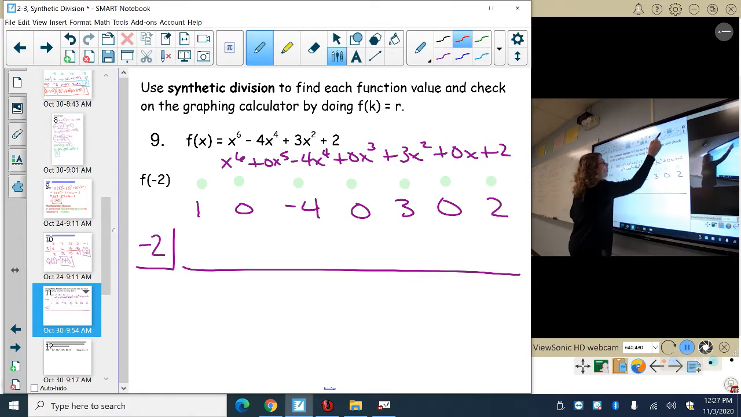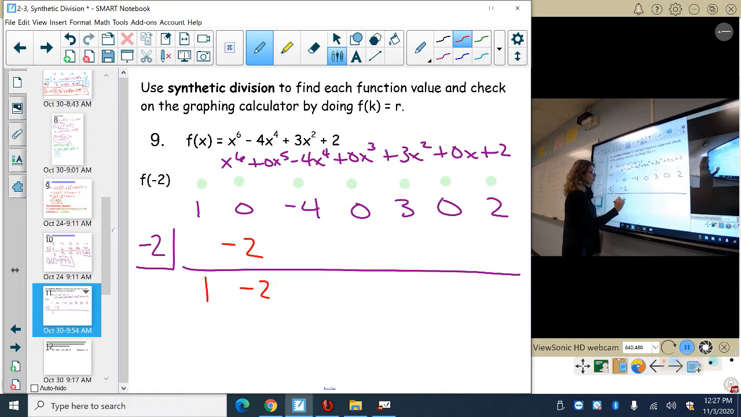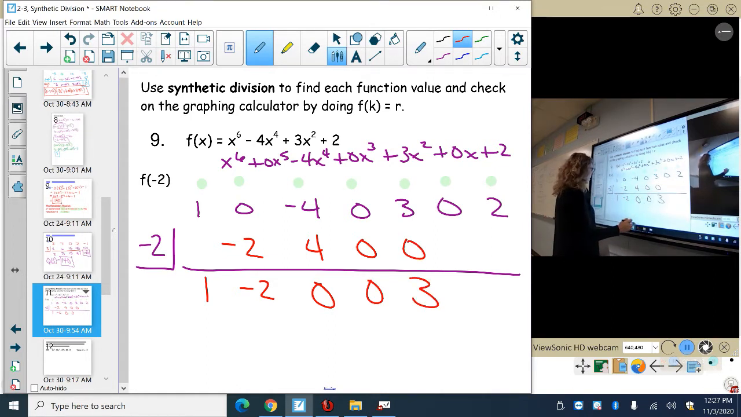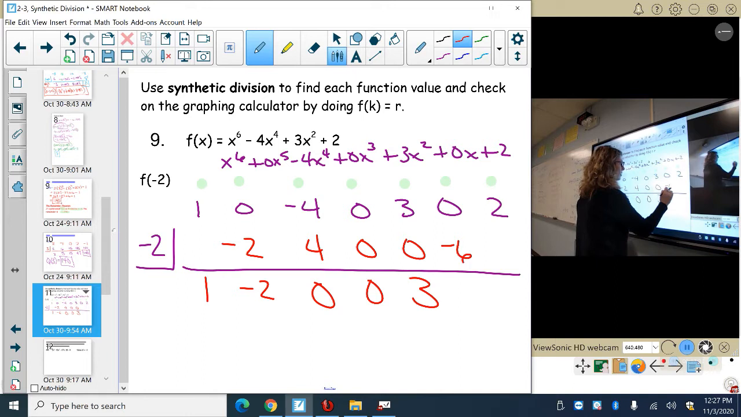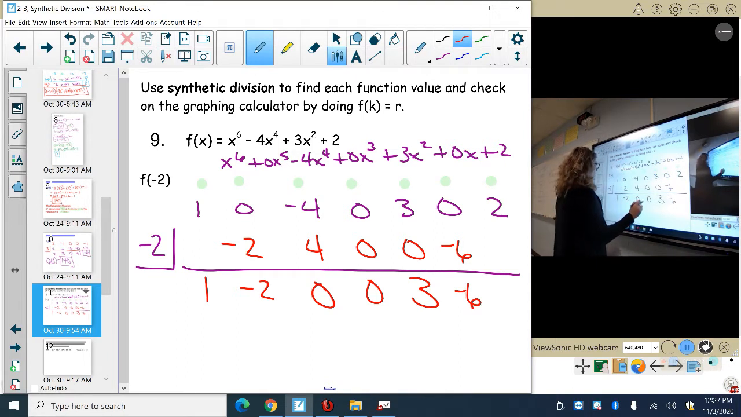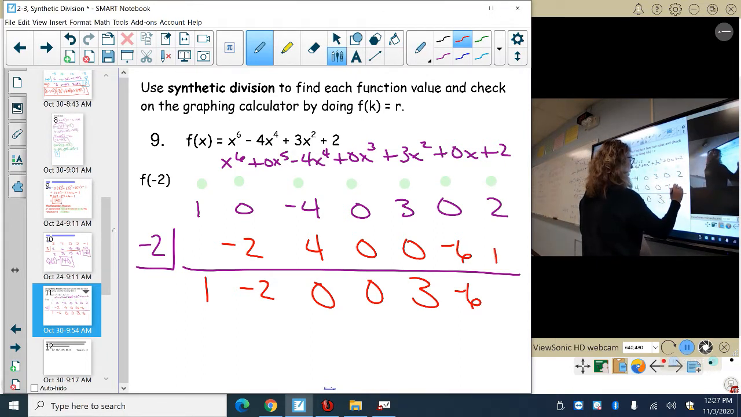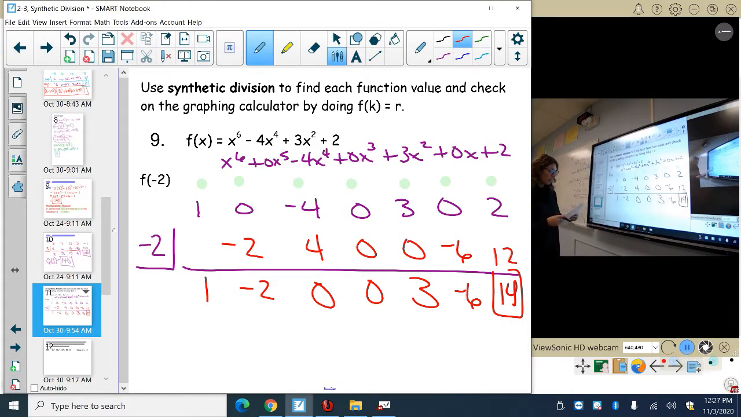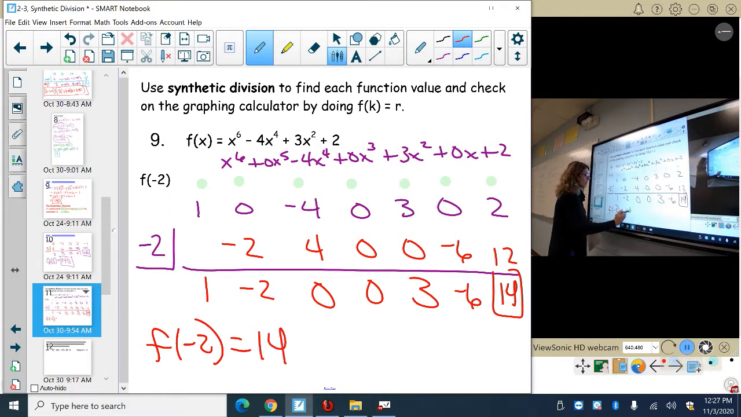Drop down the 1. 1 times negative 2 is negative 2. 0 plus negative 2 is negative 2. Negative 2 times negative 2 is 4. That gives you a 4 plus negative 4 is 0. 0 times anything is 0. 0 times negative 2 is 0. That gives me a 3. Times negative 2 is a negative 6. Times negative 2 is going to give me a 12. Plus 2 gives me a 14. What this means is f at negative 2 is 14.